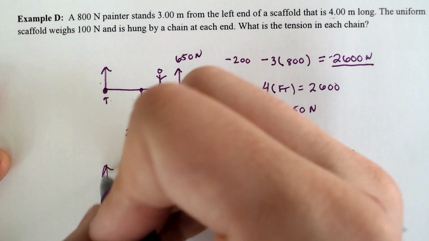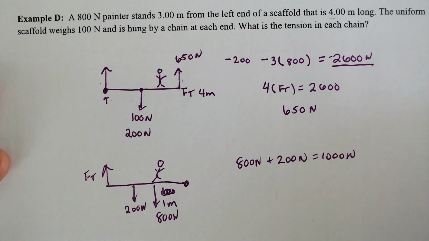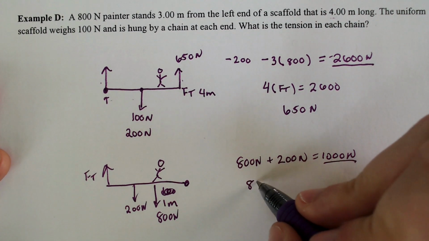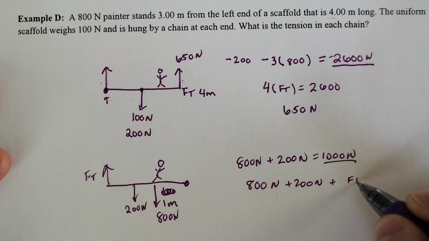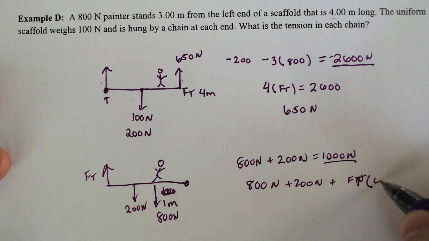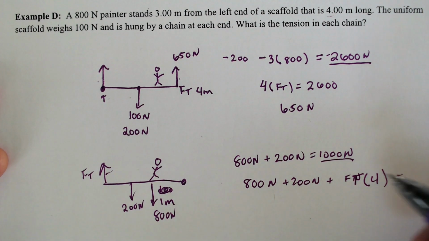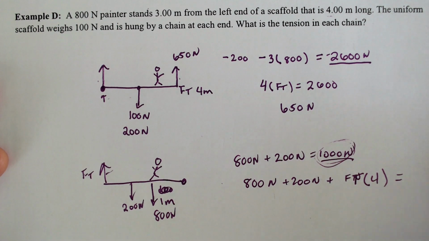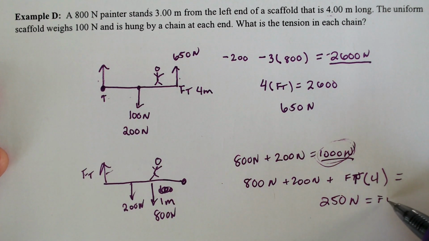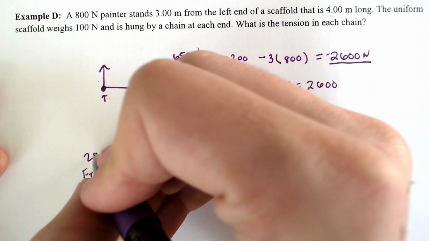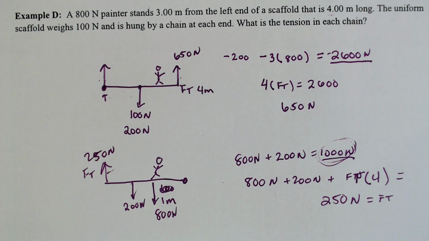He is being counteracted by this force of tension. So that force of tension would have to counteract that completely. So if we did 800 newtons plus 200 newtons plus the force of tension times 4, because it's still 4 meters away, a 4-meter platform, you would essentially be dividing that 1,000 newtons by 4 to get 250 newtons for the force of tension on this guy. The tension on the left side, okay?